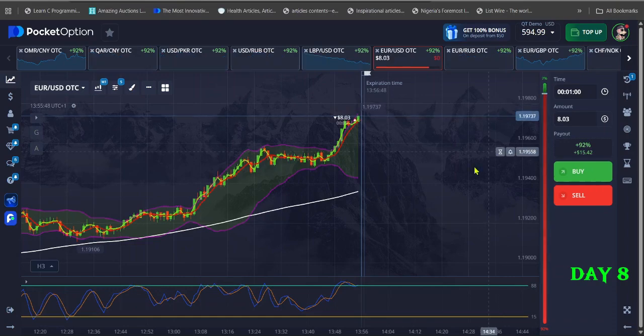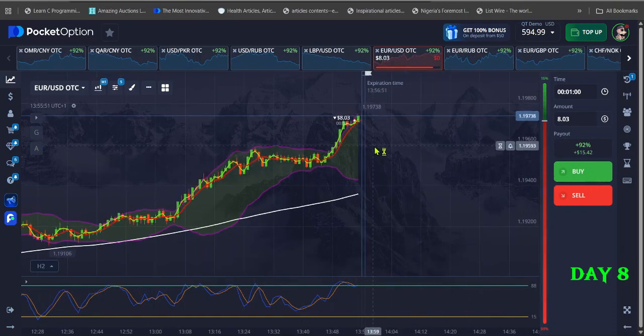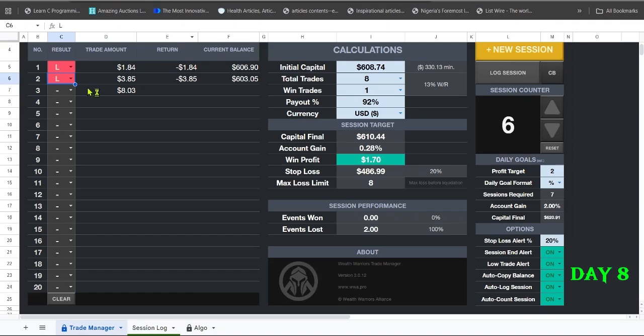From the look of this, it looks like we are losing this trade here. So we're going to look for another opportunity. Let's mark it as a loss. We lost this trade. So we'll go with 16.76.